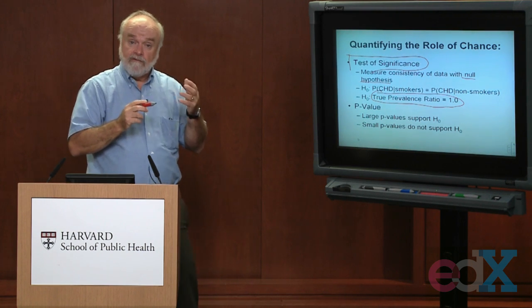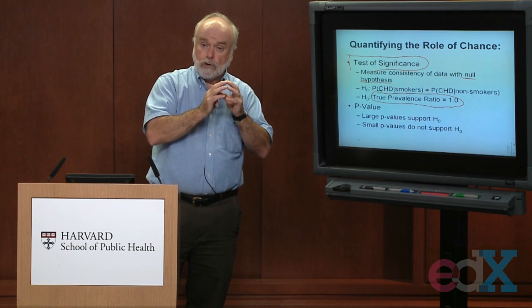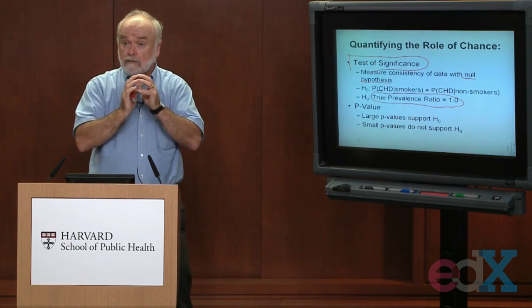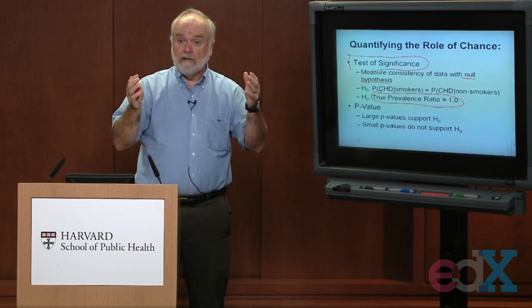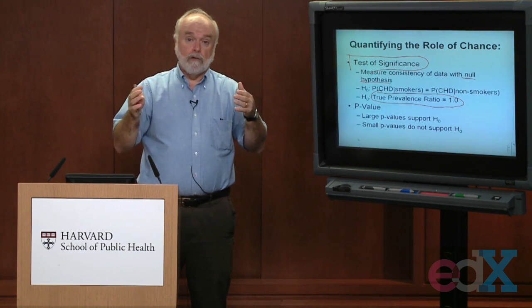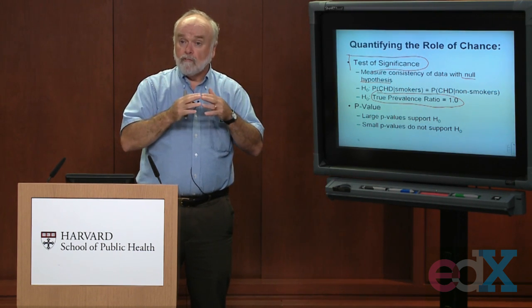A test of significance is just asking the question, how consistent is our data, which reports a prevalence ratio of 0.82, with this statement that says the true value for the prevalence ratio if I enrolled all smokers and all non-smokers would be a prevalence ratio of 1.0.